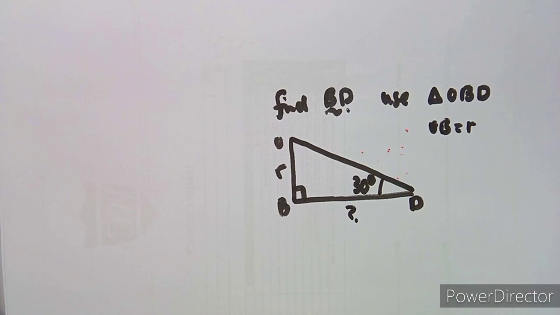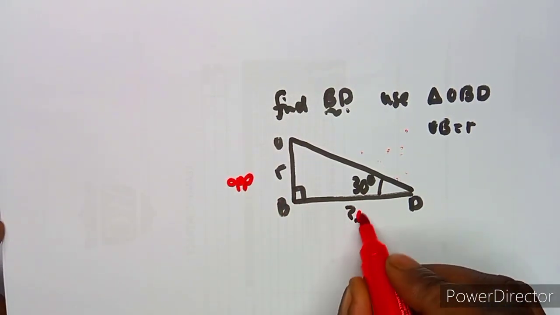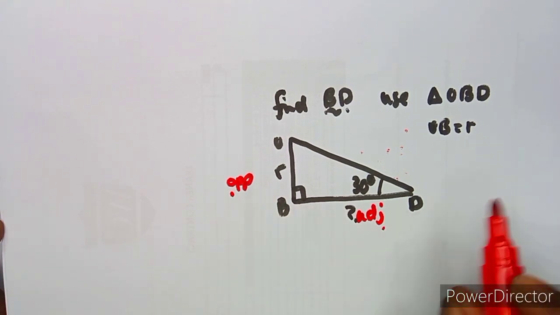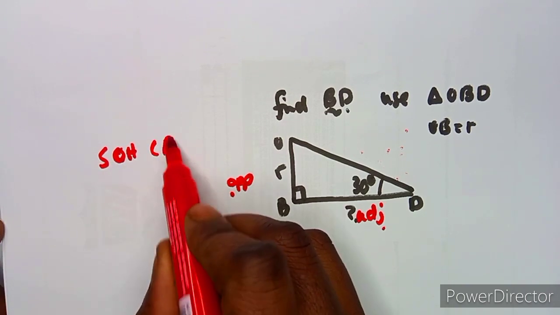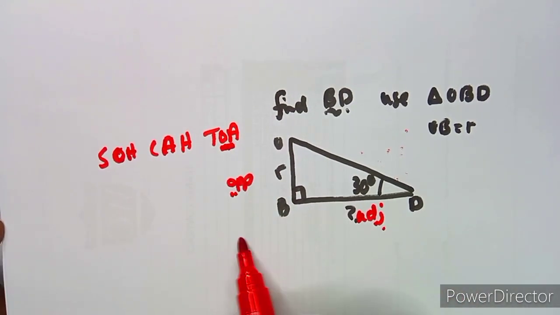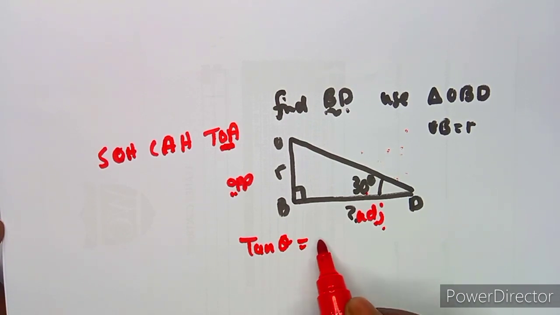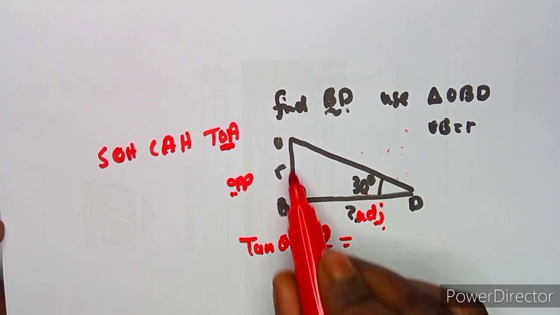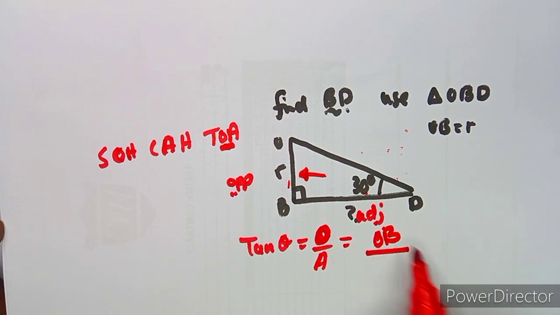So we are now back to our mathematics, guys. What does our mathematics say on a triangle like this? This is the opposite and this is the adjacent. From your mathematics, where there is opposite and adjacent, that's tan. So it's going to be tan 30 degrees, but let's just write the formula first. Tan theta is opposite over adjacent. Our opposite in this case is this side, which is OB over BD.